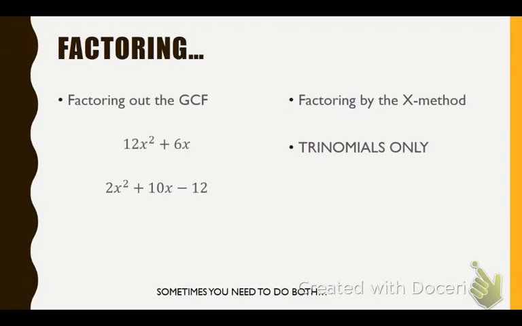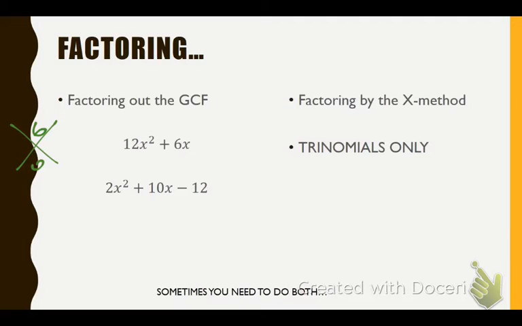To show you can't use the x method, what would go in the top of the x? 6. What would go in the bottom? There is nothing. A times c would be 12 times 0, which would be 0. Are there factors of 0 that add up to 6? No. But factoring has so many methods. The AC method is just the most popular. You can factor out the GCF, and that is called factoring.